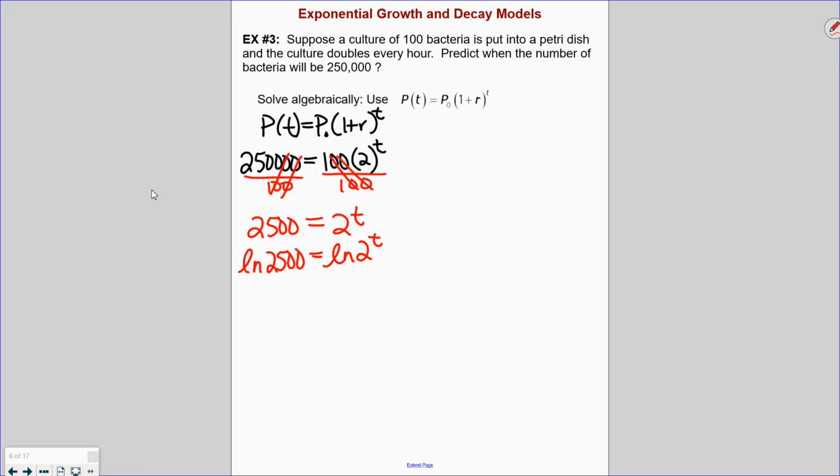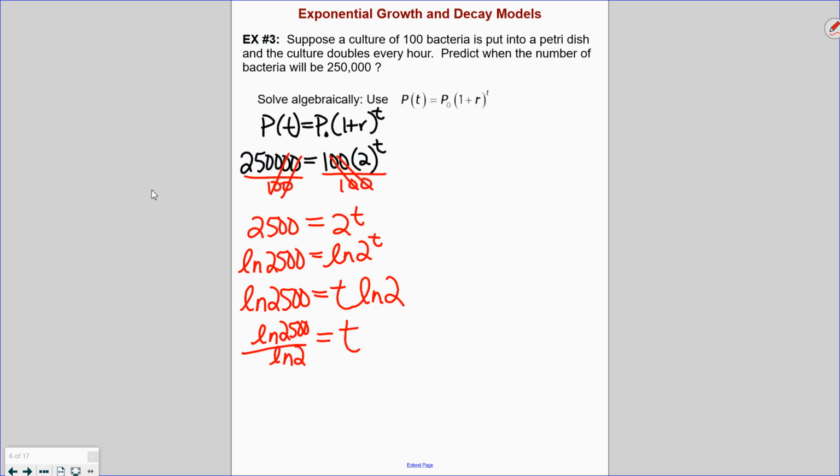And then one of the properties of logs that you would have learned last year, that again we will review, is that the reason this is such a good way to solve it is that a rule for logs is that that power can go out in front. So now I have t times ln of 2 equals ln of 2,500, and I want t by itself. So I simply divide both sides by ln of 2. So I get ln of 2,500 over ln of 2.